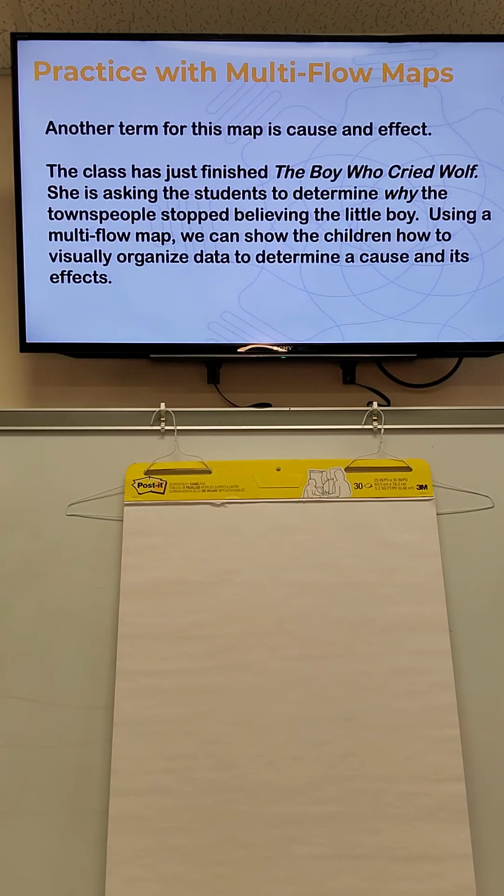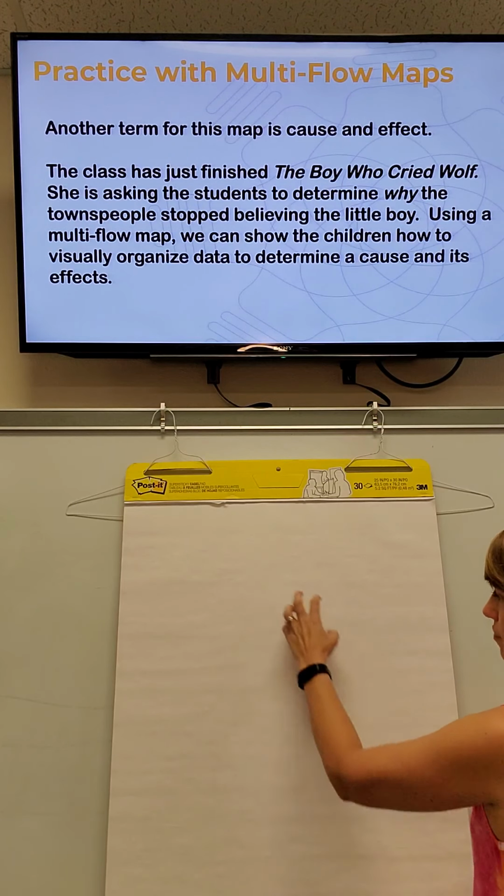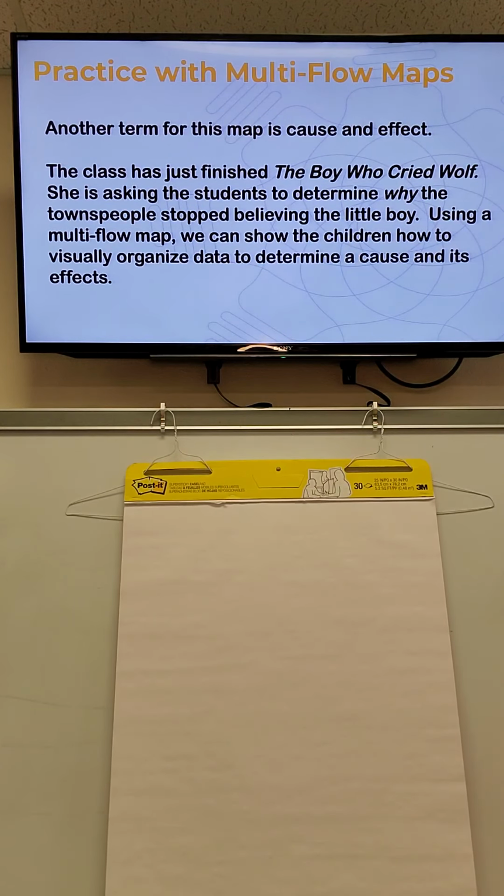The class just finished reading The Boy Who Cried Wolf, and the teacher is asking the students to determine why the townspeople stopped believing the little boy. So we want to use a multi-flow map to show what led up to something that changed and what were the results. Okay, so let's visually organize that together.